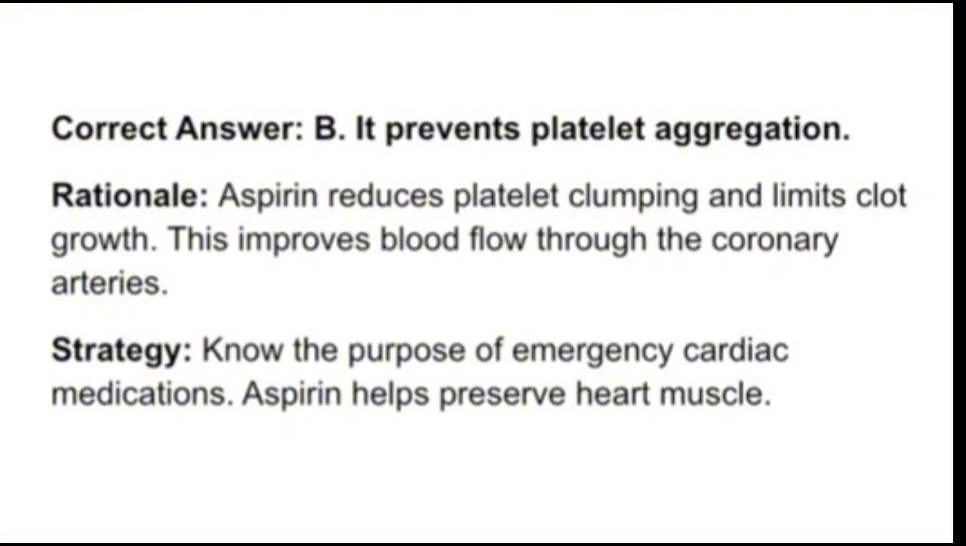Rationale: aspirin reduces platelet clumping and limits clot growth. This improves blood flow through the coronary arteries. Strategy: know the purpose of emergency cardiac medications. Aspirin helps preserve heart muscle.